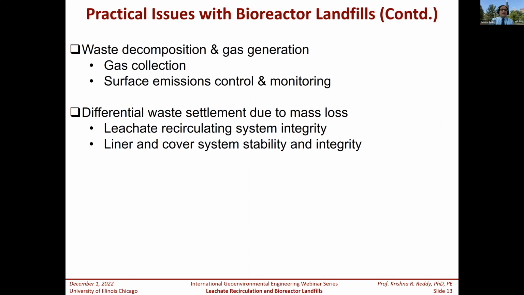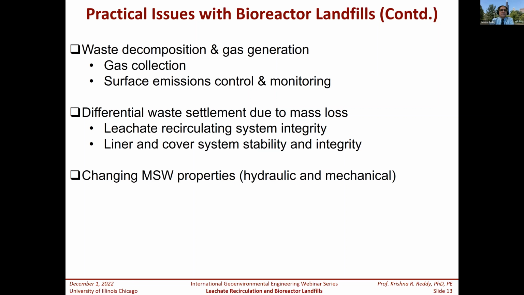So you need to make sure that the leachate recirculation systems are fine. And then you also have to make sure the liner and cover systems are stable, because a lot of times in conventional landfills you assume uniform deformation, but that's fine. But in case of these bioreactor landfills, you have to worry about differential settlement and how that could affect the liner systems, including geomembrane liners in the final cover. Those need to be looked into.